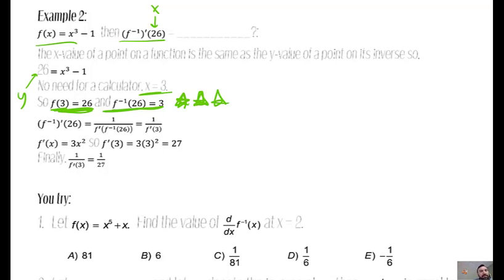Okay, so now we can say, all right, if this is what we want, this is what the formula says. We now know that this is 3. So 1 over the derivative at 3. So here's the derivative. You actually have to apply the power rule to find the derivative. Plug in 3, and since it was 1 over, we get an answer of 1 over 27.